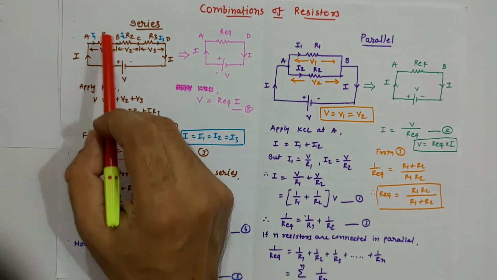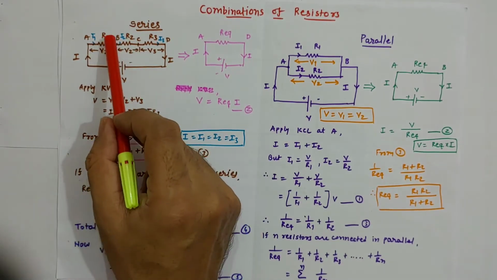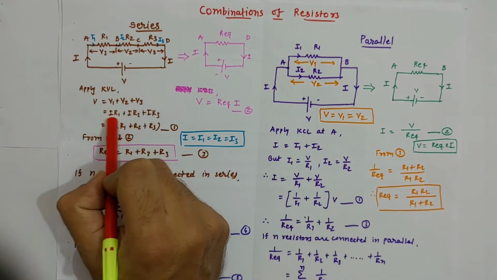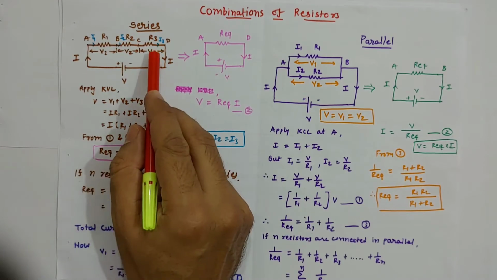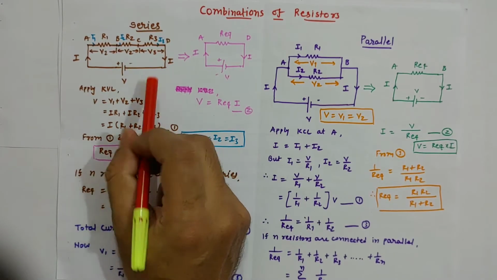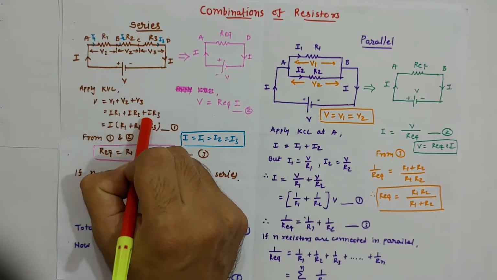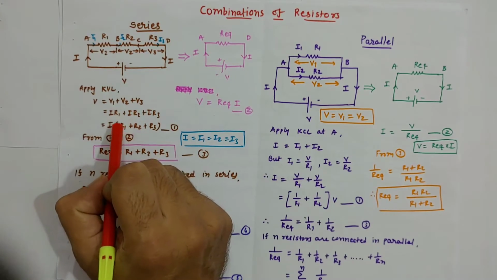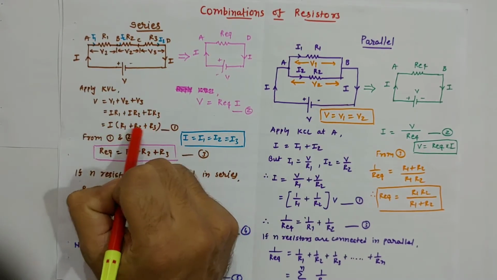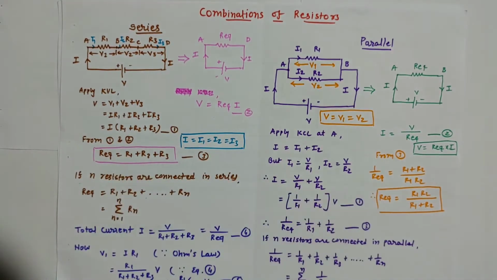According to Ohm's law, the value of V1 is the current flowing through resistor R1 multiplied by the resistance of R1, that is IR1. The value of V2 would be IR2 and the value of V3 would be IR3. As the current I is common in all the resistors, we write I instead of I1, I2 and I3. So we can take I as common and put R1 plus R2 plus R3 in brackets. This is our equation number 1.